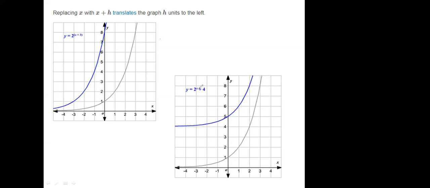It depends, and it's really important if this number is in the degree up here, because when it's in the degree, it goes left or right, and when it's out of the degree, it goes up and down. Is this clear for exponential functions? This is how you plot them. You plot the base and then you move it.